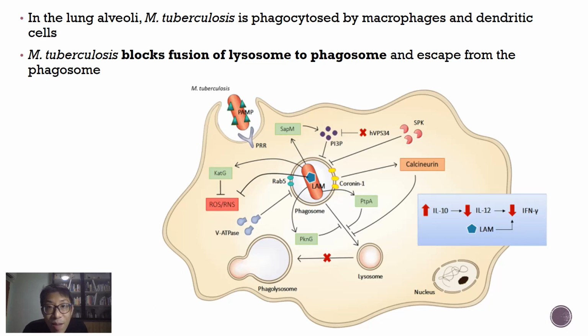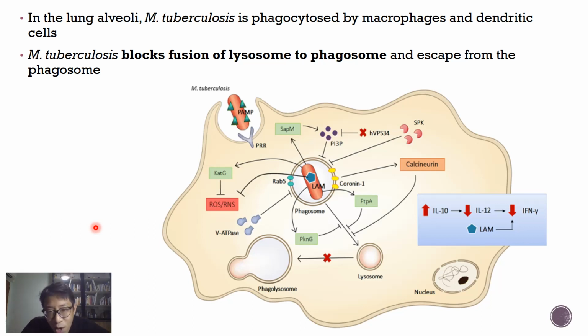The diagram here is a bit complicated. It shows the different mechanisms and pathways by which the bacterium is able to block the fusion of lysosome to phagosome. You don't have to know all this mechanism. All you have to know is the end result, shown by the cross here: the lysosome doesn't fuse with the phagosome to form the phagolysosome. This doesn't happen with Mycobacterium tuberculosis in the macrophages.